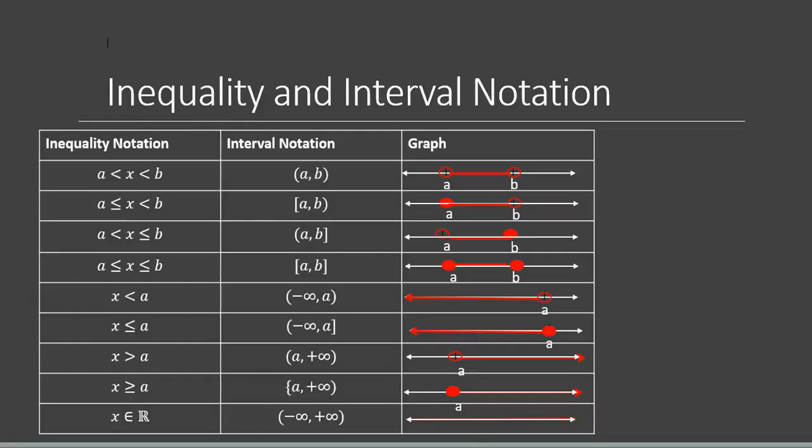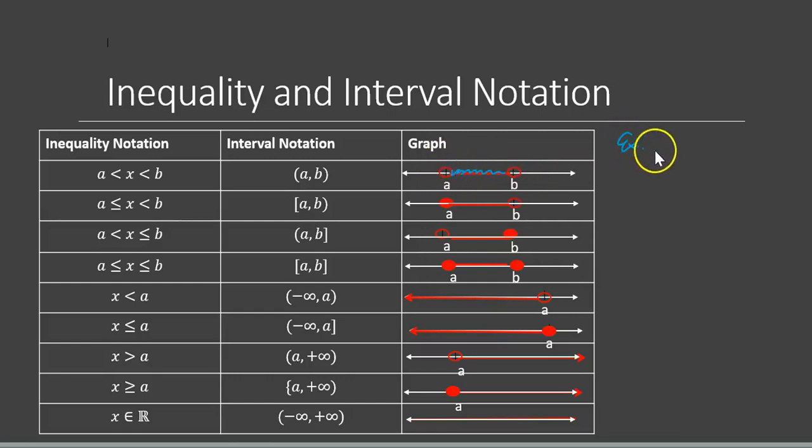Next thing, we have to be familiar with inequality and interval notation. So this is the inequality notation, which tells us that there's a number x that is greater than a, but less than b. When you write it in interval notation, we use parenthesis a, comma, b, close parenthesis. So in the line graph, that means all the numbers in between a and b are included, except for a and b.